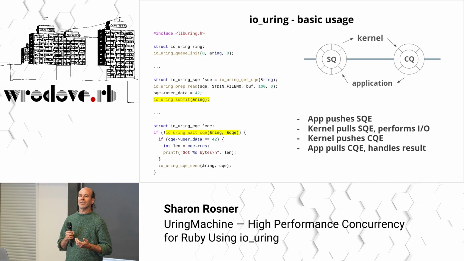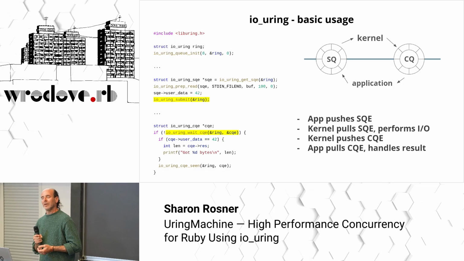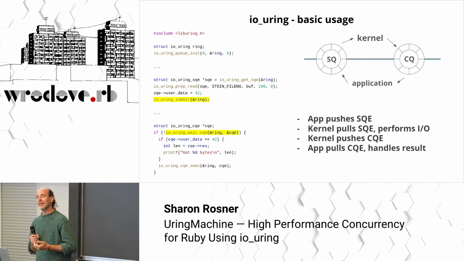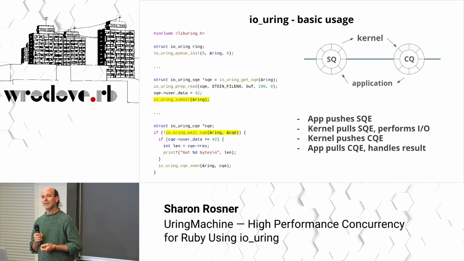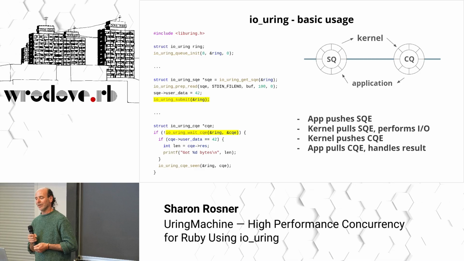is that the application adds entries to the submission queue. Each entry describes an I/O operation. The kernel pulls these entries from the submission queue, performs the I/O asynchronously. Meanwhile, the application can do other stuff, and eventually, when each I/O operation is complete, the kernel is going to put completion entries into the completion queue, which will eventually be read by the application and processed by the application.